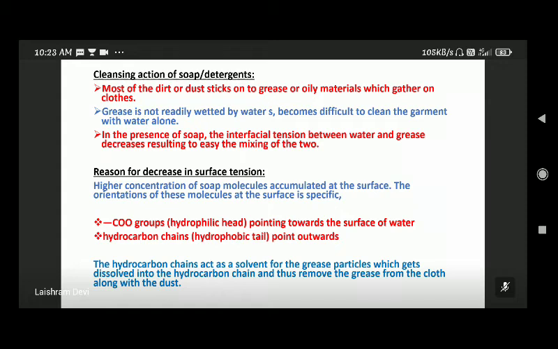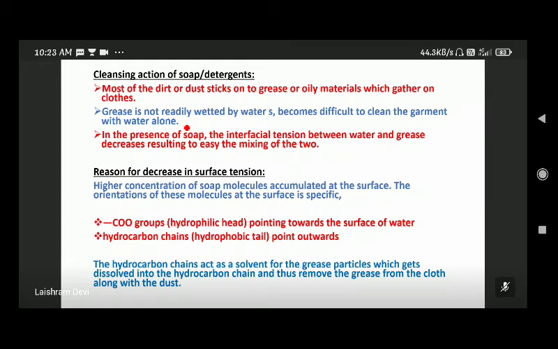So in the first line, the red one, most of the dust or dirt sticks onto grease or oily material which gathers on the clothes, right? So grease is not easily wetted by water, as written by mistake, and it becomes difficult to clean a garment with water alone. We cannot wash dirty clothes with water alone without putting any soap or detergent, right? Because grease doesn't mix with water. When they don't mix, how will we remove the dirt particles in it, right?